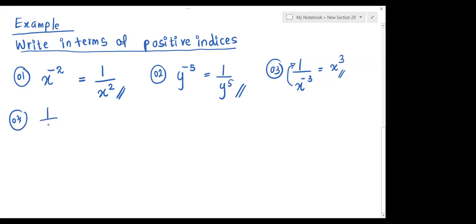1 upon y to the power of minus 4. Yes? y to the power 4. Yes, y to the power of 4. Fifth one, a over b to the power of minus 2. Yes, what is the answer?